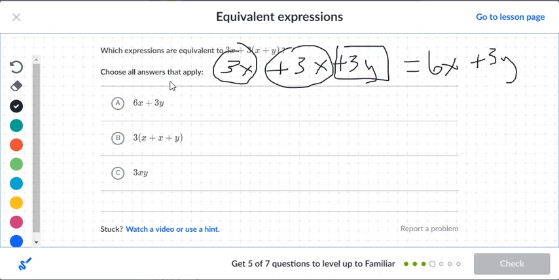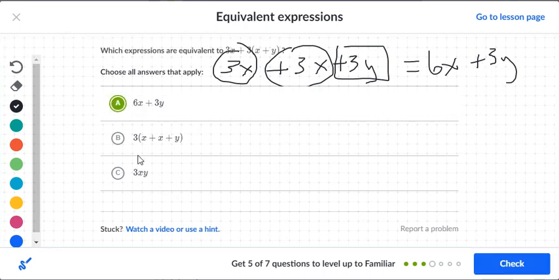Now it says choose all answers. We can have more than one answer. Notice A matches it exactly. Now what's going on here is we have a 3x and another 3x. So 3x and 3x. That gives me 6x.